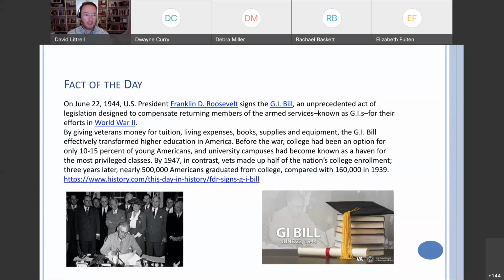Many of you might even be recipients of the GI Bill. I know my grandfather was, and it helped our family as well. So you see a big difference there from how many people graduated from college prior to the war versus after the war. And then there's a link if you want to do a little deep dive for the GI Bill.